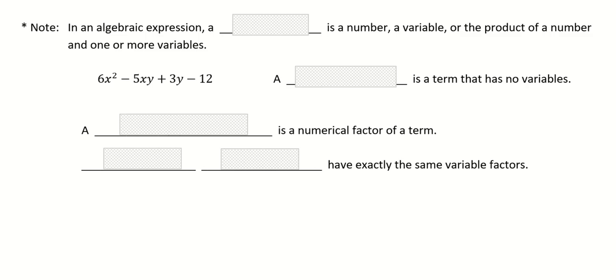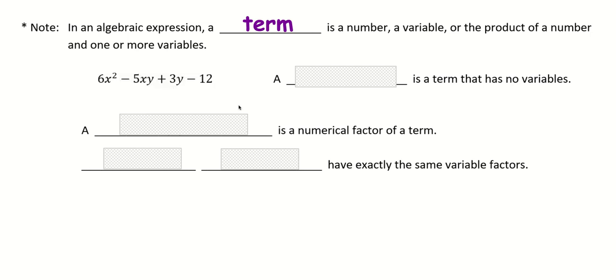Okay? I was expecting on the last page maybe there to be a stop sign. Oh no, looks like there is more. In an algebraic expression, so in an expression, just an expression, not necessarily an equation, a term is a number, a variable, or the product of a number and one or more variables, okay?